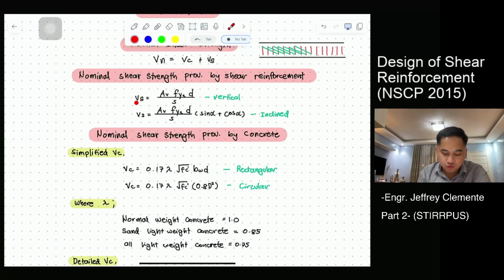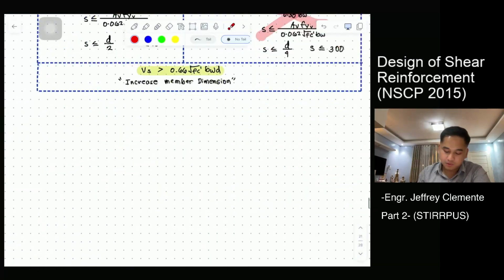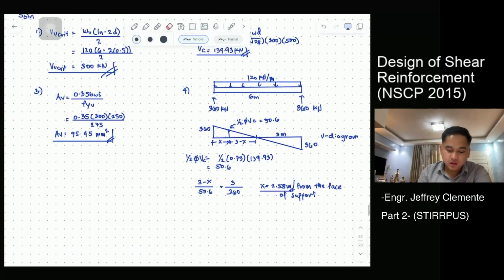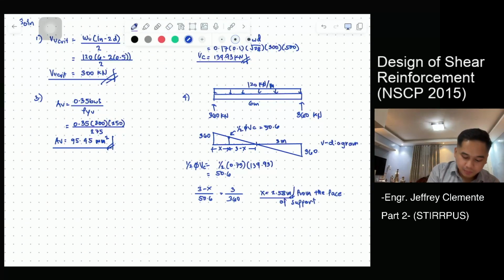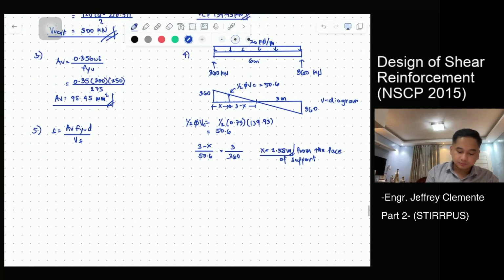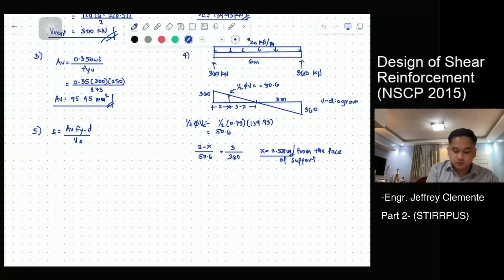So, ilagay mo lang to dito, yung VS, ilagay mo sa ilalim. So, that is AV, FYV, D over VS. Diba? So, yun lang siya. Gagamitin mo na V is yung VU critical. Pero VS kasi ang hinahanap di ba? So, lagay ko muna dito. So, for example, ang kailangan doon natin mahanap na S is AV, FYV, D over VS. Pero wala pa tayong VS diba? Pero meron tayong VU. Diba?